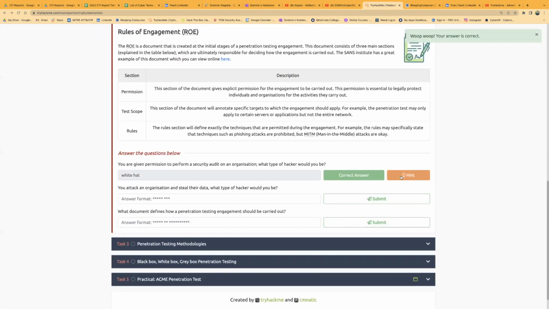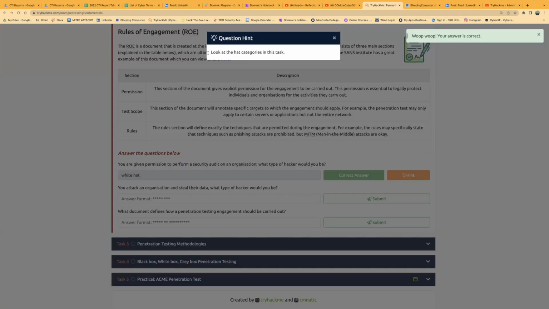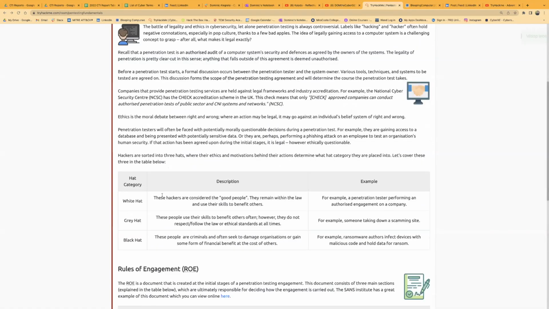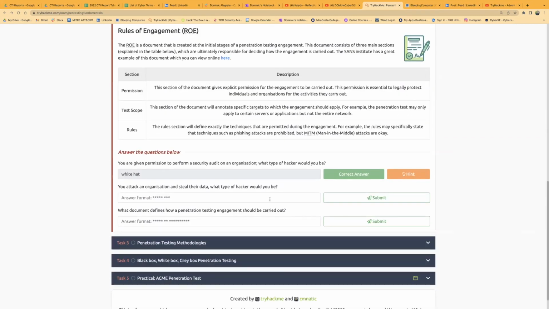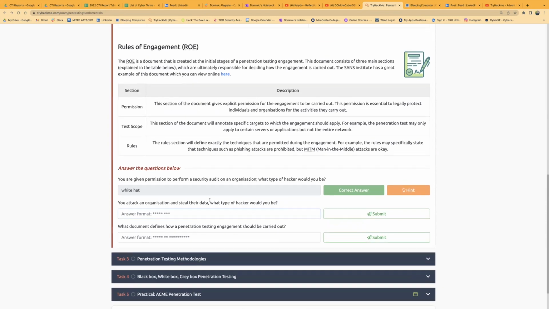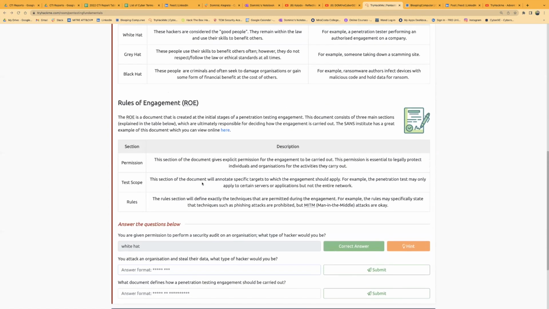And TryHackMe is pretty cool. They even give you hints too. So it even says, look at the hat categories in this task. Boom. So you can go here, white hat. Next: you attack an organization and steal their data. What type of hacker would you be? This is straight malicious status. I just said it. You look at it again, black hat.